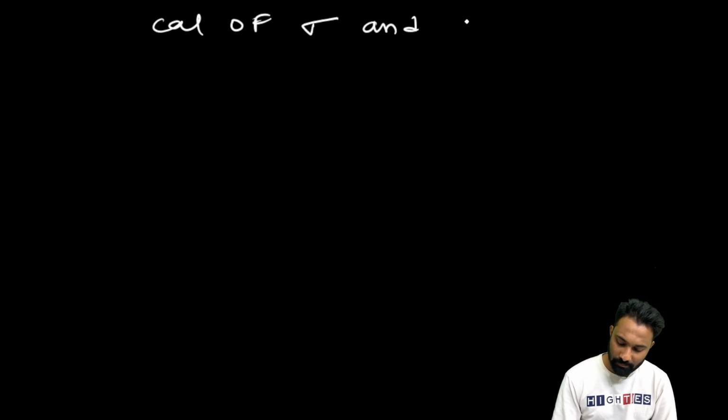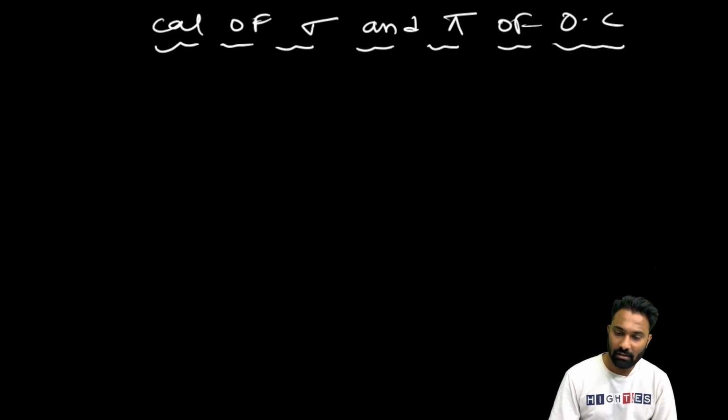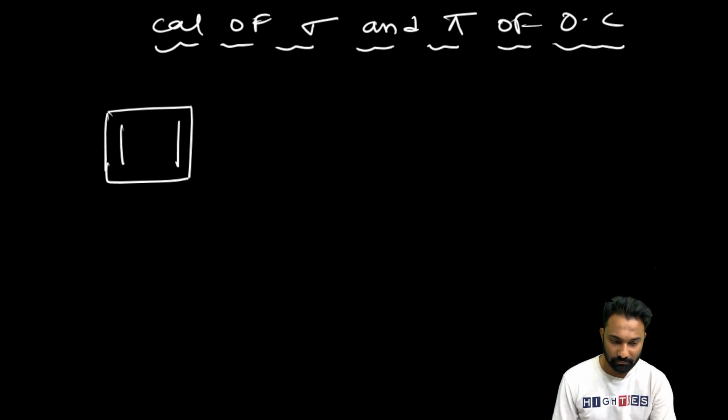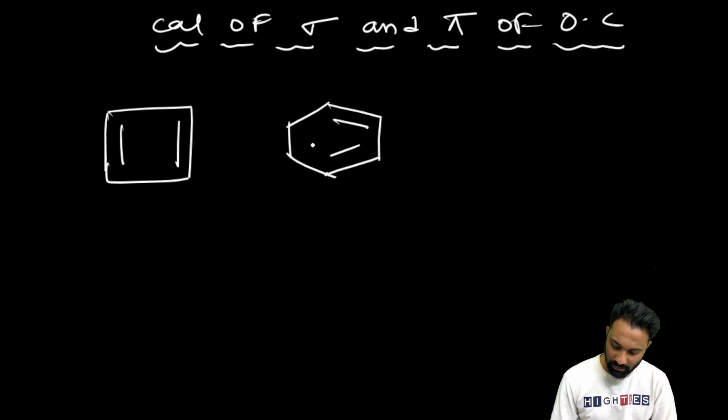Next, calculation of sigma and pi bonds of organic compounds. For organic compounds, how do you identify the sigma and pi bonds? Clear? Now, identifying the sigma and pi bonds. First example, I was taking a general example. I will take this one, and the next, benzene, the best example for you. Benzene is a well-known compound for you.